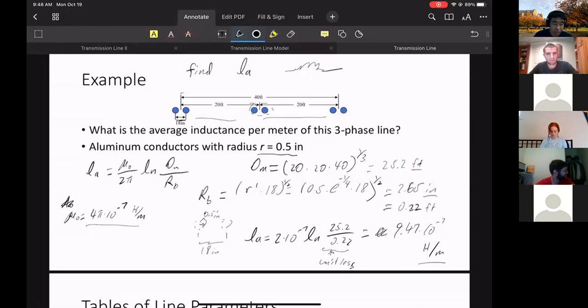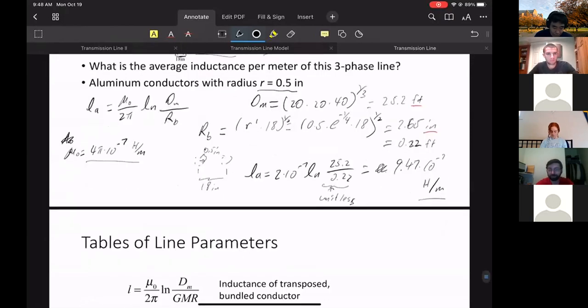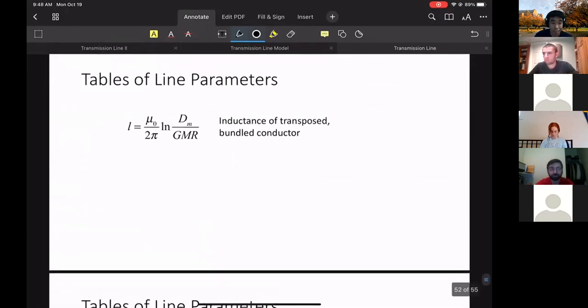The way you use this kind of equation is not terribly exciting in practice. So in practice, let's say you go out and you buy a piece of transmission line. How do we look up values? What does the data sheet look like for this transmission line? One thing is this is always 2 times 10 to the minus 7. This is just a constant.